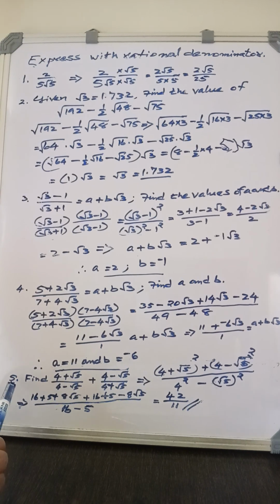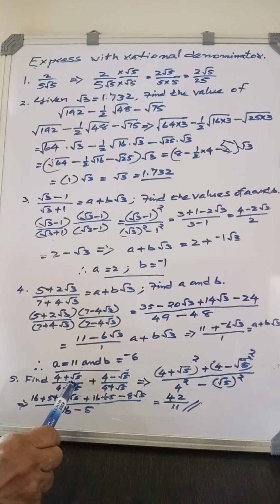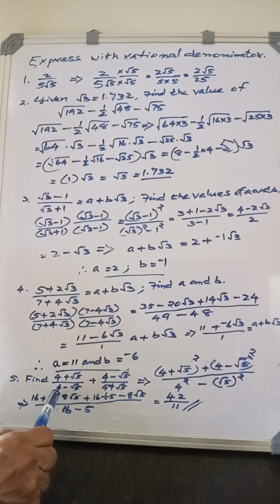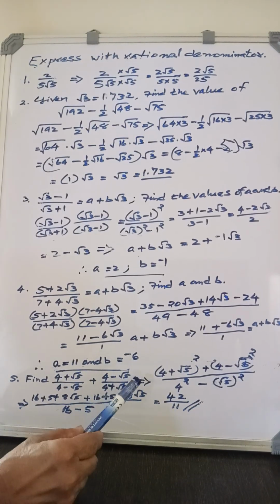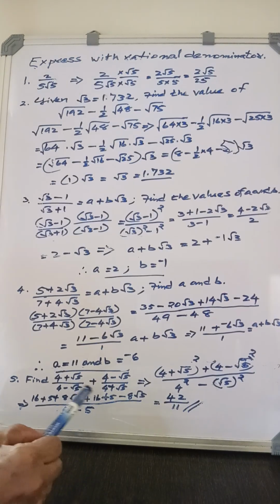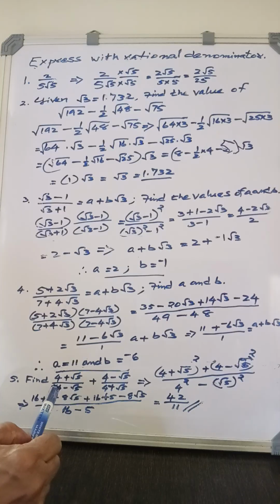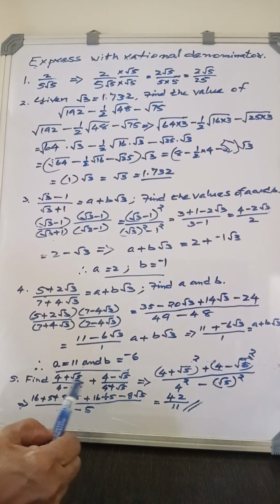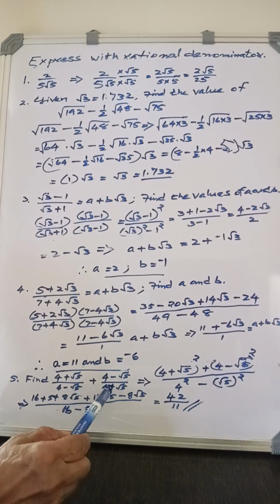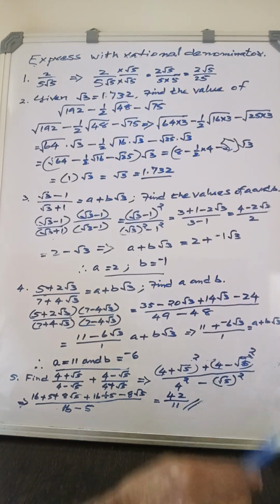The fifth question is, find 4 root 5 by 4 plus root 5 by 4 minus root 5 plus 4 minus root 5 by 4 plus root 5. The denominators are quite different. Therefore, we have to take the LCM, a minus b into a plus b. That is 4 minus root 5 into 4 plus root 5, which is 4 squared minus root 5 the whole squared.